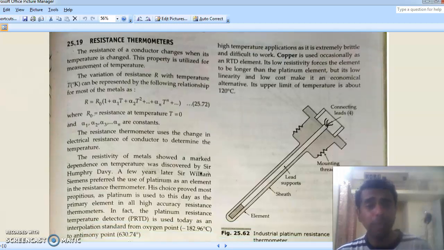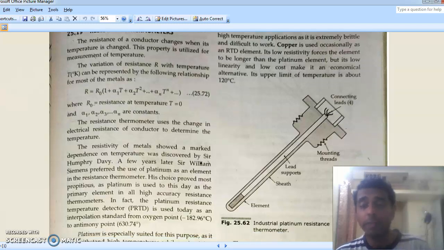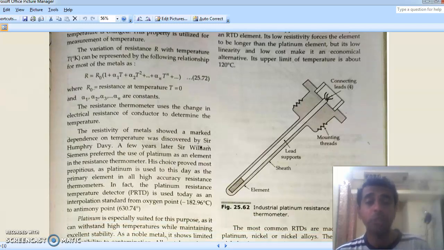Now, what is the material inside a resistance thermometer? That should have some important qualities. The element inside the resistance thermometer is called an RTD, that is, resistance temperature detector. So the element present inside a resistance thermometer is called a resistance temperature detector. Two qualities should be there for this element.